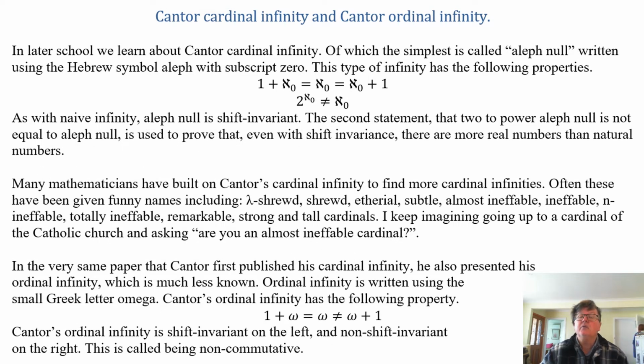In later school, we learn about Cantor's cardinal infinity, of which the simplest is called aleph null. This type of infinity has the following properties: 1 plus aleph null equals aleph null equals aleph null plus 1. As with naive infinity, aleph null is shift invariant.